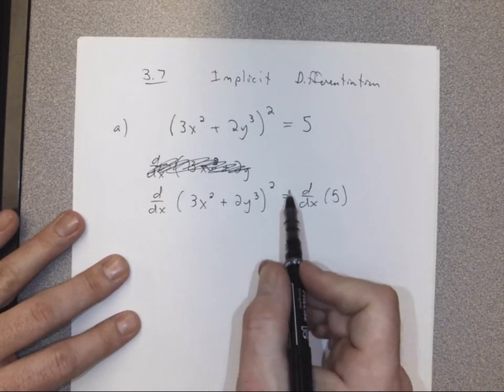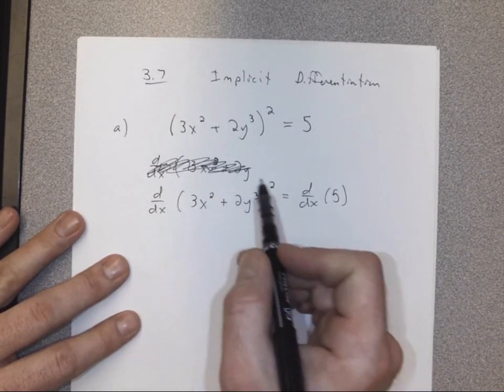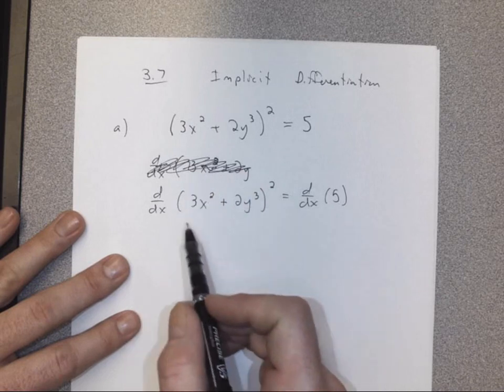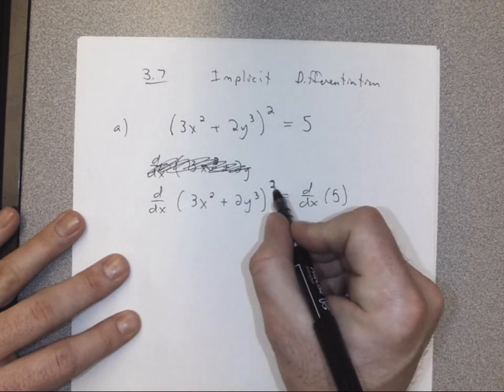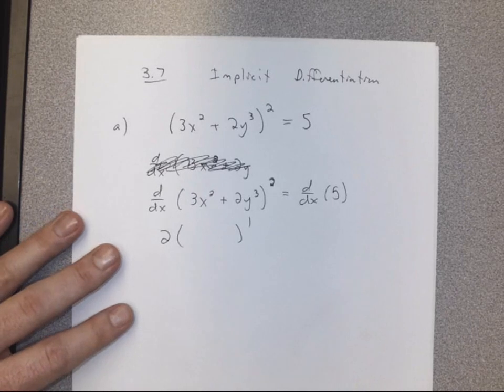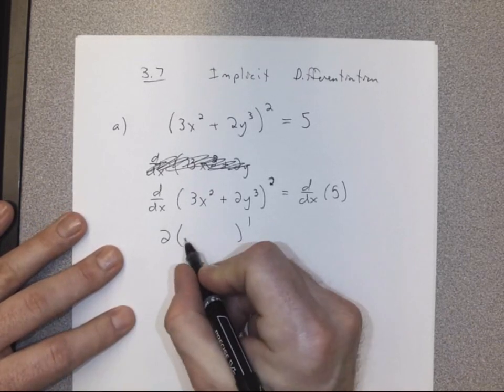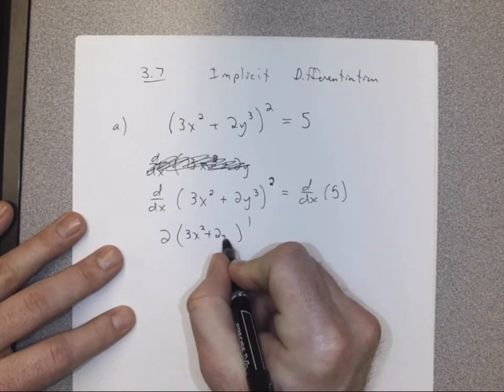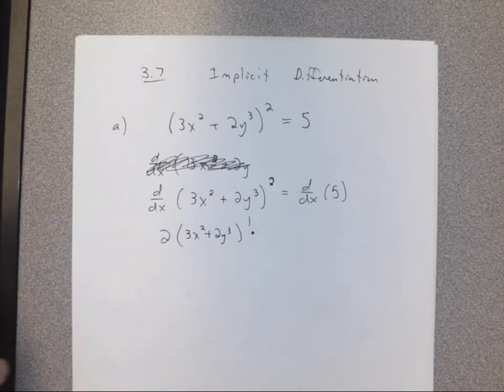Okay. So when you're looking at the derivative of the left side, what's the outermost function here? The 2. Okay, so let's take care of that first. 2 to the 1, right? Taking care of that 2. What about the inside? Leave it alone. 3x squared plus 2y cubed. Multiply. Now we have to take the derivative of the inside, right?